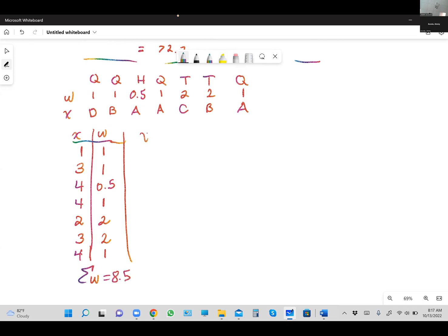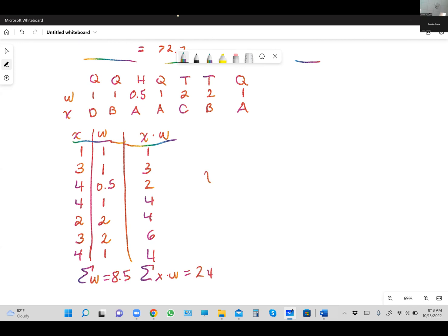Now you take your X times your W. 1 times 1 is 1. 3 times 1 is 3. 4 times half is 2. 4 times 1 is 4. 2 times 2 is 4. 3 times 2 is 6. 4 times 1 is 4. Now we do the sum of X times W. 1 plus 3 is 4, plus 2, plus 4 more, plus 4 more, plus 6, and plus 4. So we have a total of 24.